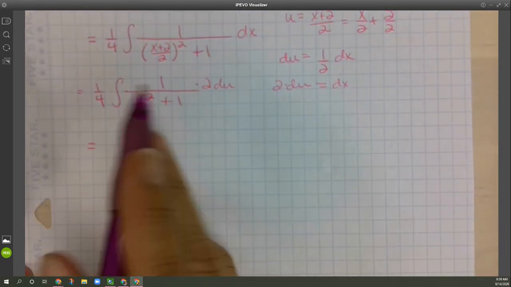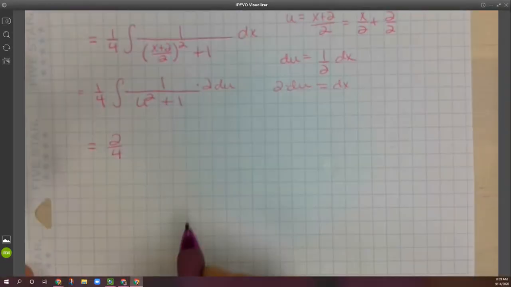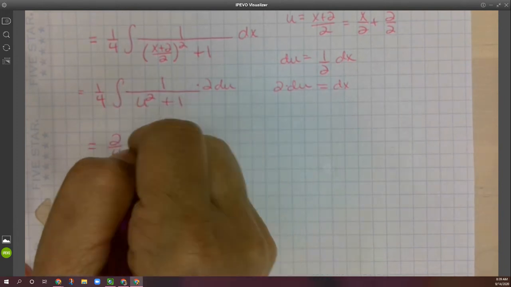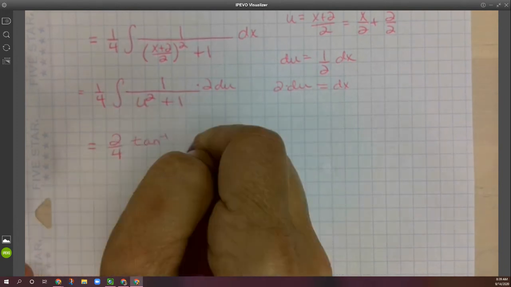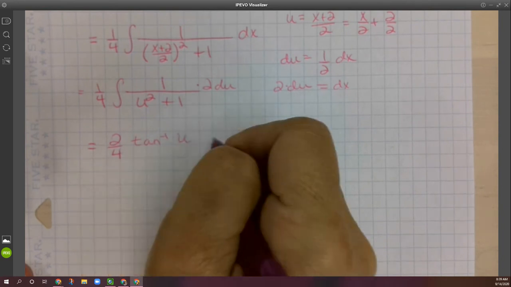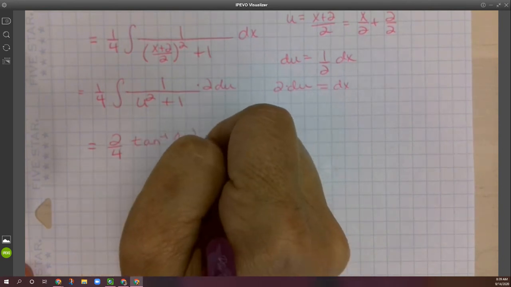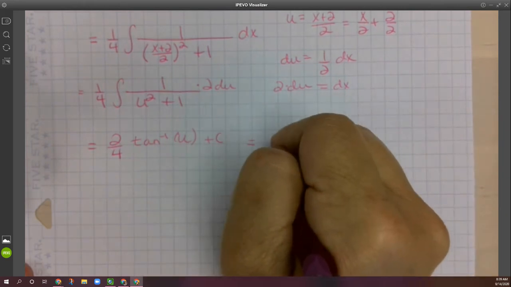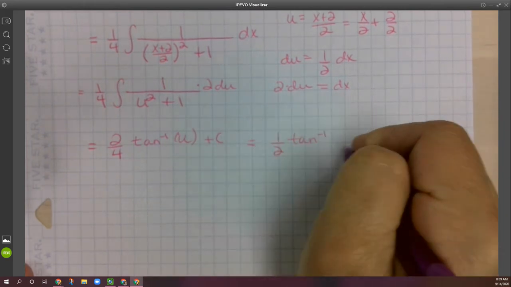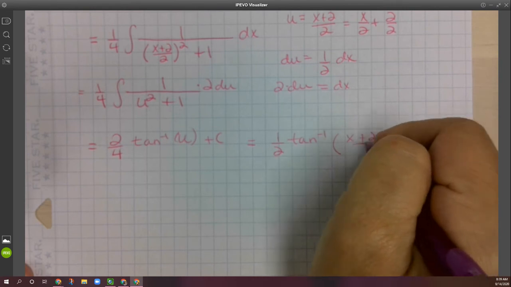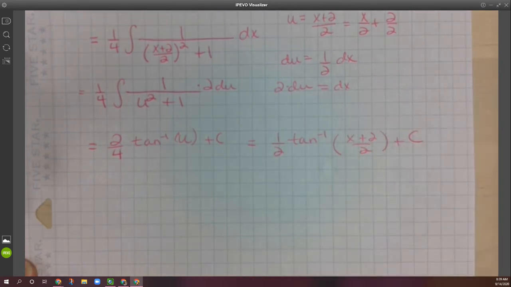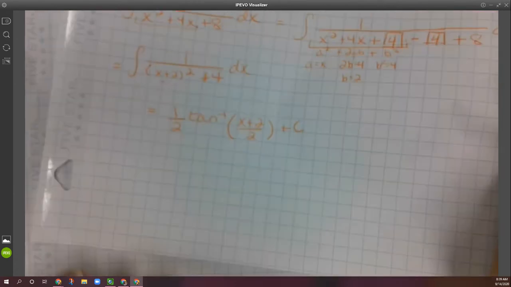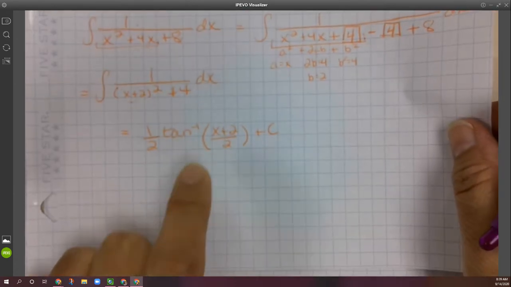The 2 and the 4, put those constants together. The integral of 1 over u squared plus 1 is going to be inverse tangent of u plus c. And then I'll reduce the fraction and plug back in that u is x plus 2 over 2, plus c. And at this point, you can compare to the answer we got before, and you can see that we got the same thing.